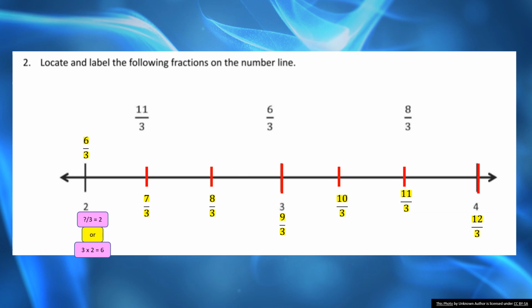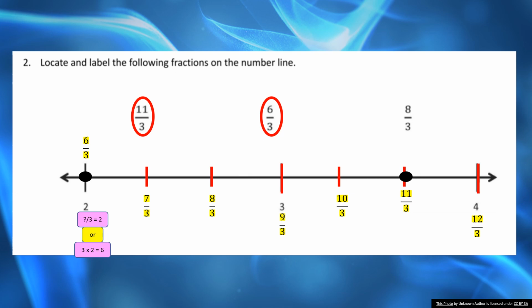Now, I'm supposed to locate these fractions on this number line. So the first fraction that we need to locate is 11 thirds. Let's locate 11 thirds and plot a point, or place a dot, at 11 thirds. Right there. The next fraction I need to locate on my number line is 6 thirds. Well, 6 thirds is the fraction we started our number line with. So go ahead and plot a point at 6 thirds.